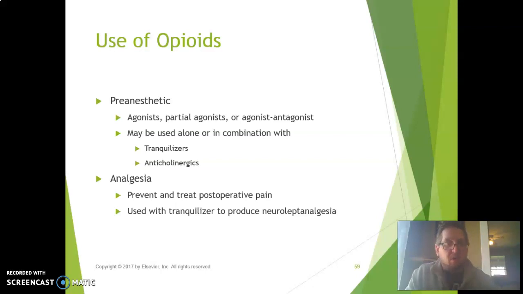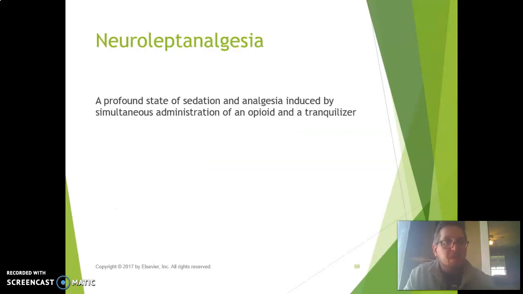Okay, and that's really important. And that is our word again: a profound state of sedation and analgesia induced by simultaneous administration of an opioid and a tranquilizer. The hospital I work with now uses acepromazine and hydromorphone mixed in a syringe, and that is a neuroleptanalgesic.